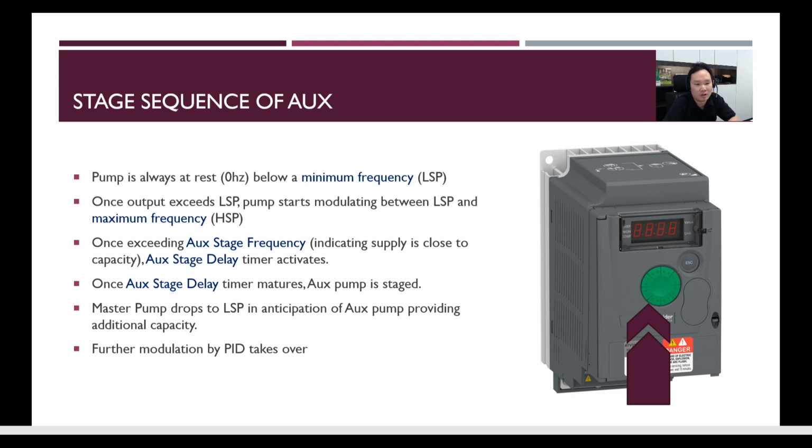Okay, so the aux stage frequency, usually we will set it close to the capacity, in the range of 48 or 49 Hertz, which means that if the main drive runs above 48 or 49 Hertz, the auxiliary pump will come in. Okay, so once the delay timer matures, the aux pump is staged. By default, this timer is at 2 seconds. I believe it's quite a good value. 2 seconds is okay in most cases.